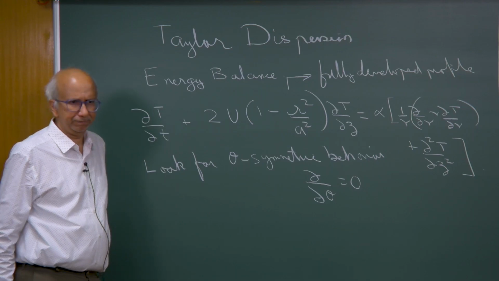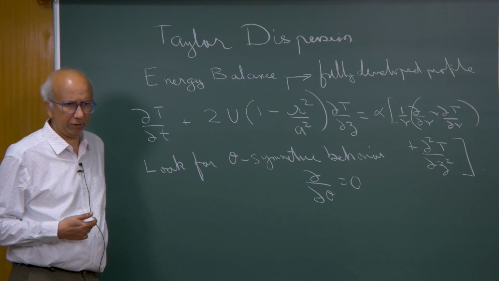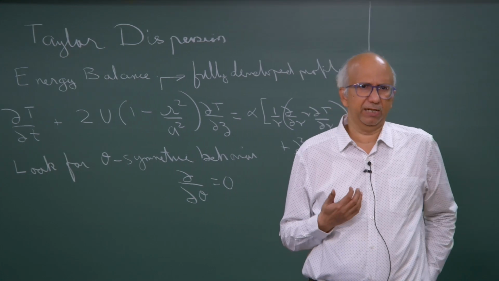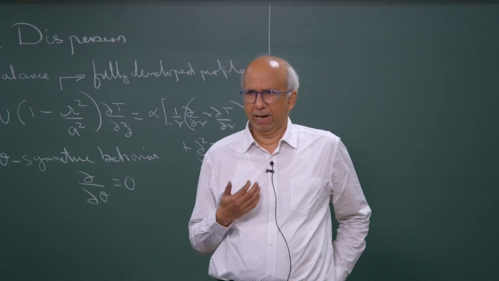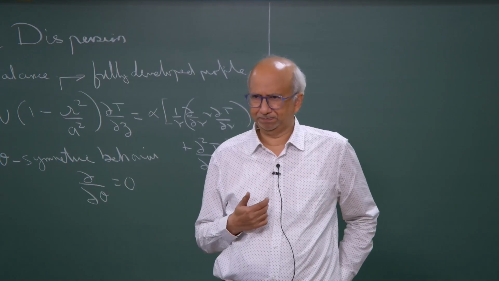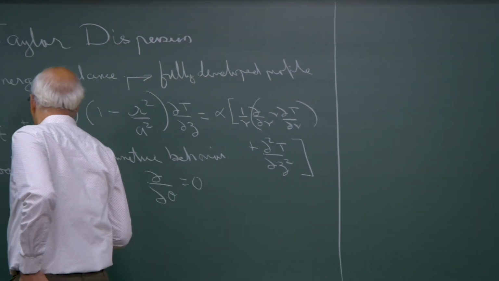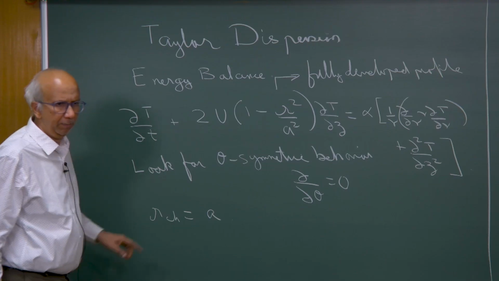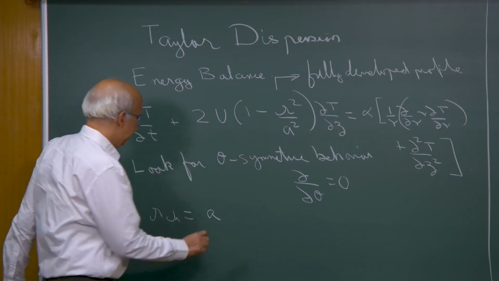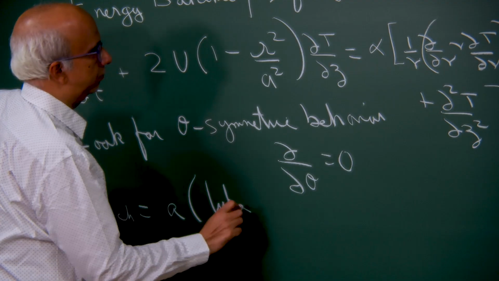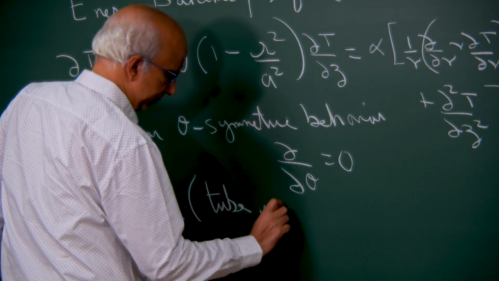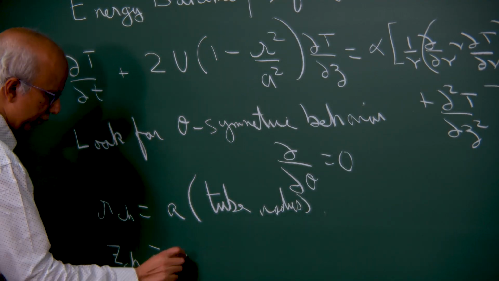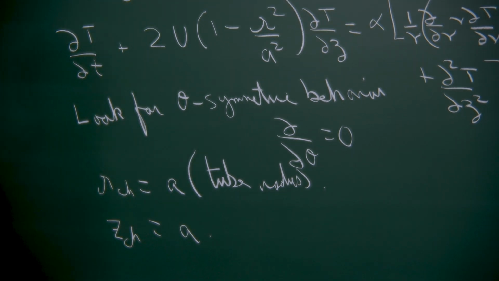What I want to do is make it dimensionless, because the whole idea is to find out which terms and effects are dominant, and one way to do it is to make it dimensionless. So, the characteristic length scale RCH is a, because that is the tube radius, and ZCH also I am assuming to be a, right now.